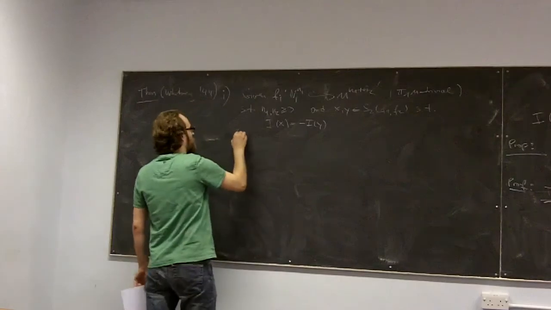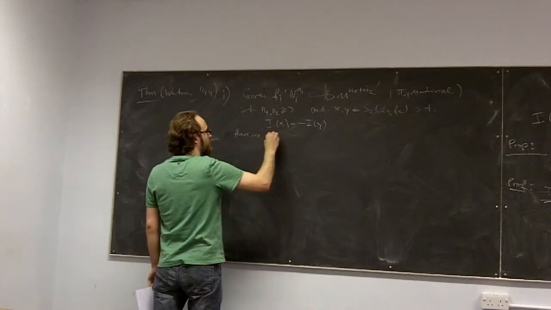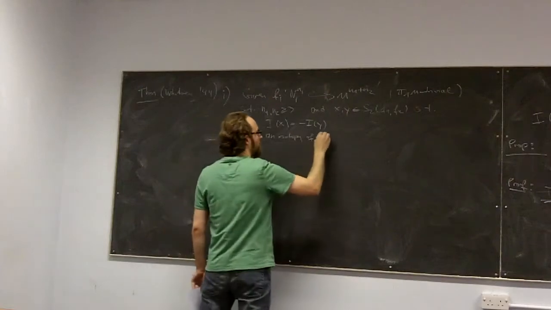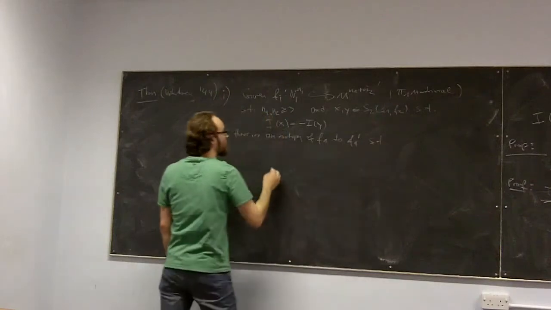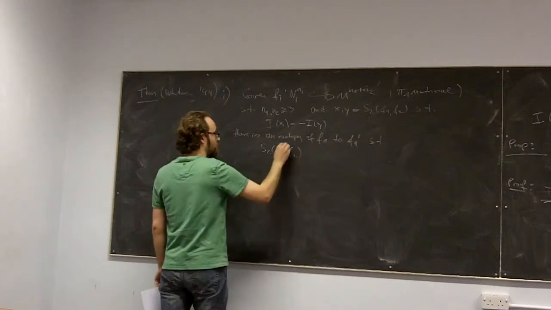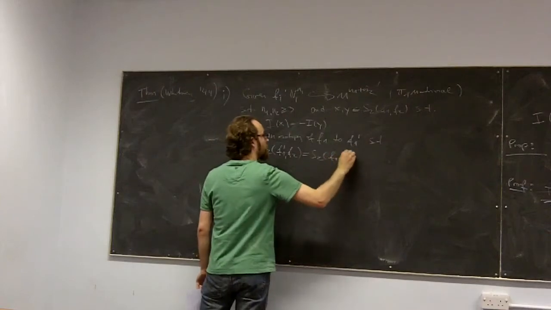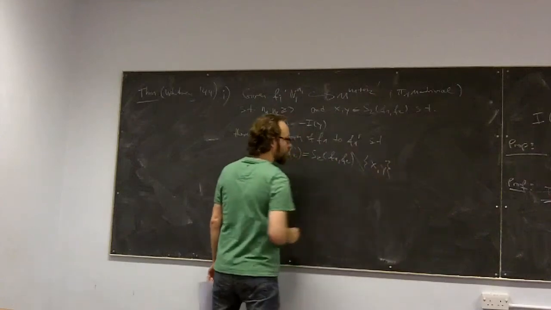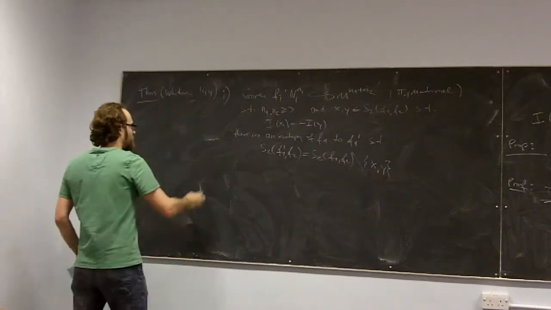There is an isotopy of F1 to F1 prime such that the set of double points of F1 prime and F2 is the set of double points of the original maps without the two double points. So this is the embedding case.